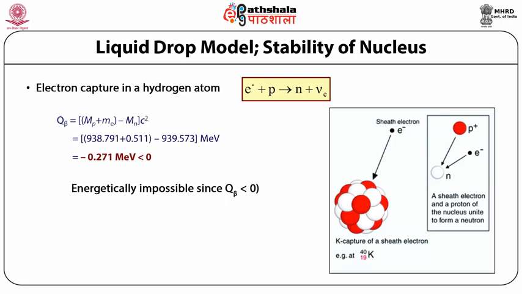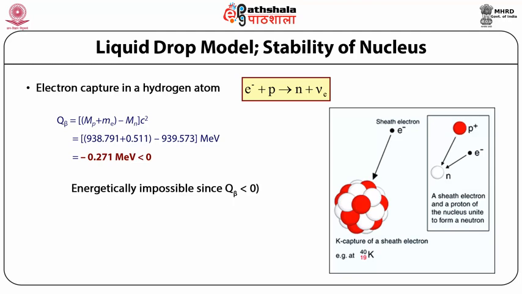Liquid drop model, stability of nucleus. We continue our discussion about the stability of nucleons and how the liquid drop model helps us in understanding the stability of various kinds of nucleons. Up to the previous slide, we have discussed the stability of, or the decay of, protons and neutrons. Now in this slide, we are going to discuss the decay of electron or the capture of electron.